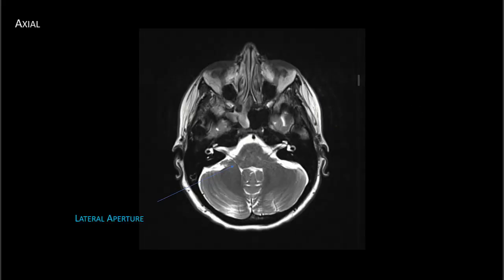And then as we descend farther, we see some cranial nerves coming off, but see this tiny little white line. That is known as the lateral aperture. So that's where some of the cerebrospinal fluid is going to escape from within the brain and go out around. So now we can get cerebrospinal fluid around the outside of the brain.